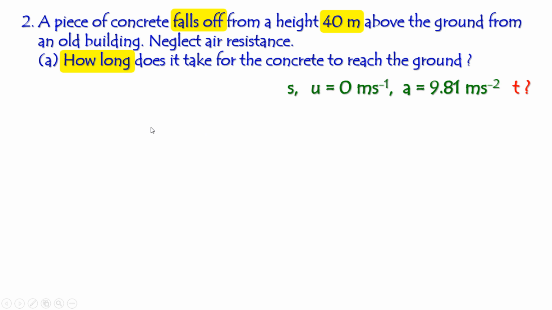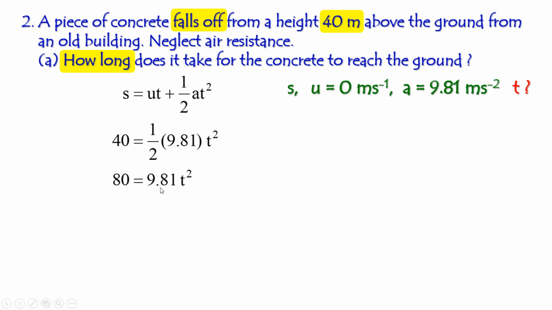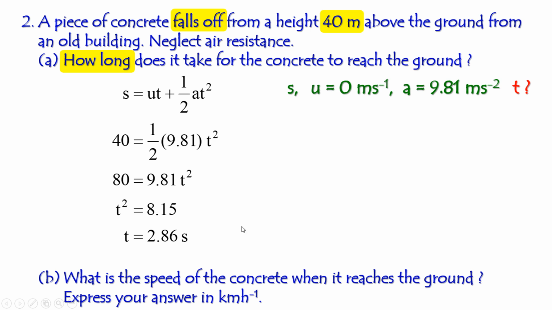So which equation should you use? Yes, you should use the second equation, S equals UT plus half AT squared. And then put all the data into the equation. U is 0, so you can ignore this term. S is 40, and half the acceleration is 9.81. And then you can find out the time. Multiply 2 to the left-hand side: 80 is equal to 9.81 T squared. Then divide by 9.81 to the left-hand side, and you get 8.15, and then take the square root. It is the time taken for the concrete to reach the ground.